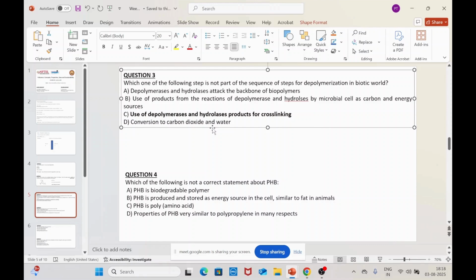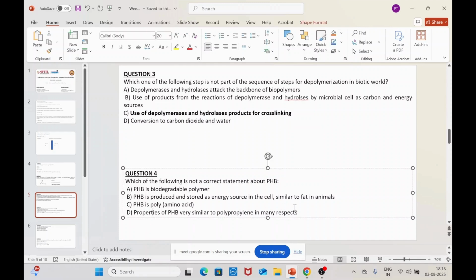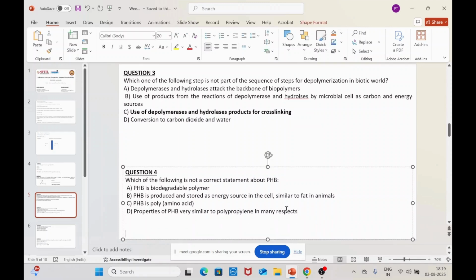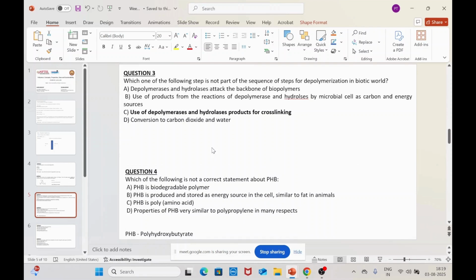Question 4. Which of the following is not a correct statement of PHB? What is PHB? Polyhydroxybutyrate. I hope the spelling is right.